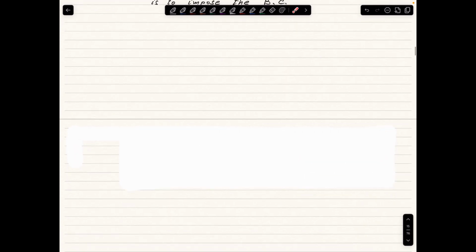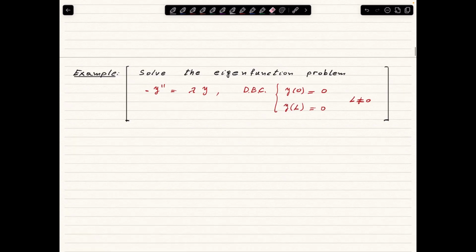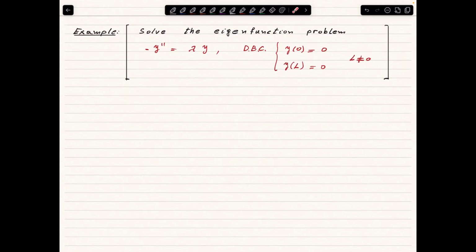Okay, let's solve an eigenfunction problem with all the details. Solve the following eigenfunction problem, which is the operator we are interested in proportional to the same function, so the second derivative of the function proportional to the same function, and now we have Dirichlet boundary conditions, homogeneous boundary conditions, and L is different from 0, of course. So what is the solution here? Well, we have an equation of the form y double prime plus lambda y. Recall, we are looking for lambda and we are looking for y. So we are looking for lambda also. We don't know what lambda is.